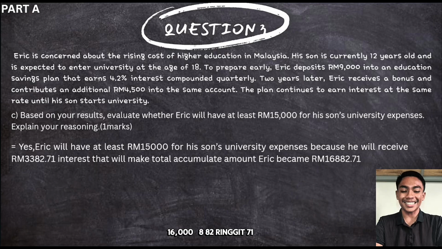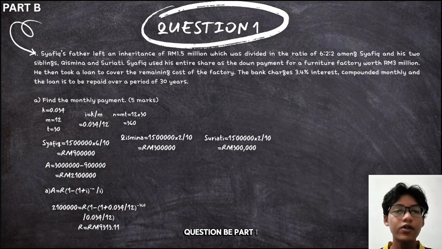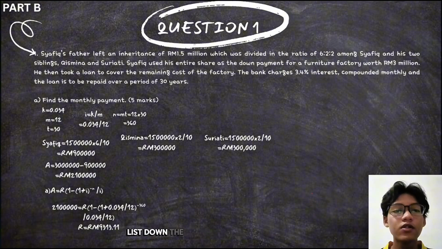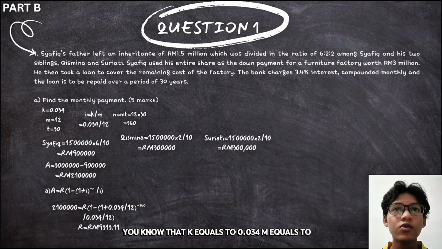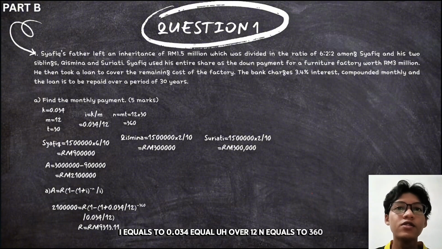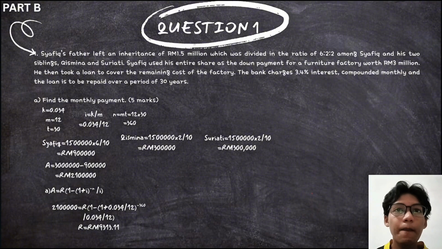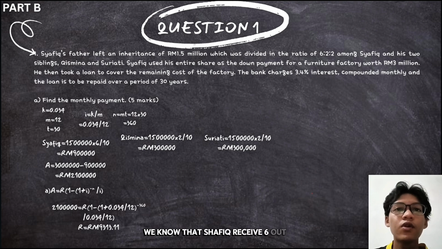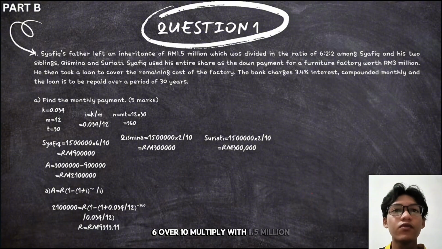Question B, part 1. The question is we must find the monthly payment. Firstly, we must list down the information from the question. We know that K equals 0.034, M equals 12, P equals 30, I equals 0.034 over 12, N equals 360. And next we must find Shafiq's share. We know that Shafiq received 6 out of 10 parts of 1.5 million, so we calculate 6 over 10 multiplied with 1.5 million, and the total of Shafiq's share is 900,000.